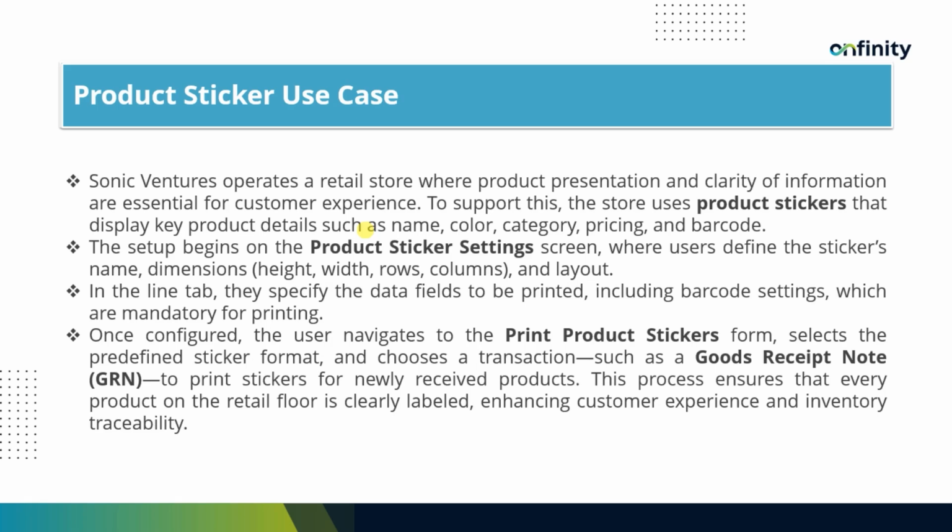Once configured, the user navigates to the Print Product Stickers form, selects the predefined sticker format, and chooses a transaction, such as a Goods Receipt Note, GRN, to print stickers for newly received products. This process ensures that every product on the retail floor is clearly labeled, enhancing customer experience and inventory traceability.